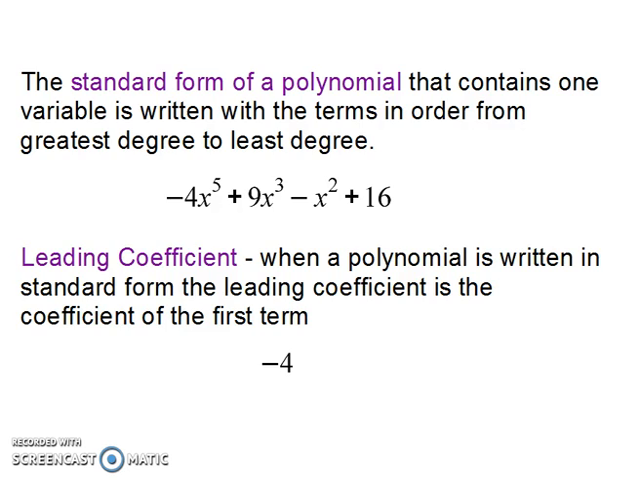The standard form of a polynomial that contains one variable is written with the terms in order from greatest degree to least degree. For example, we have negative 4x to the fifth plus 9x to the third minus x squared plus 16. Notice how the greatest degree comes first, and then they get smaller as they go down. The leading coefficient is the coefficient of the first term when the polynomial is written in standard form, like it is right here. So negative 4 would be this one.